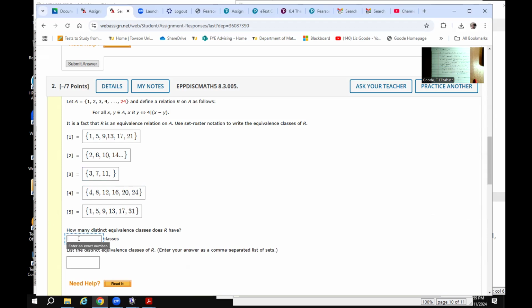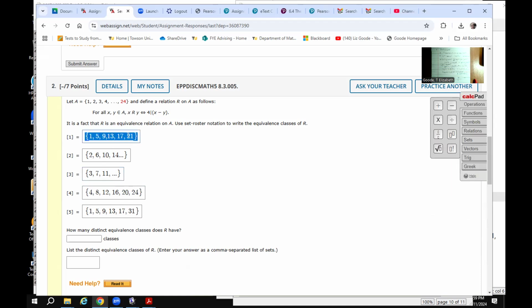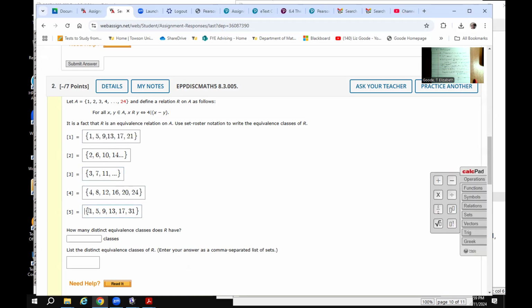So how many distinct equivalence classes are there? Do I have to count up all the numbers inside the brackets? No, you count the number of different sets. Notice this set and this set are the same.